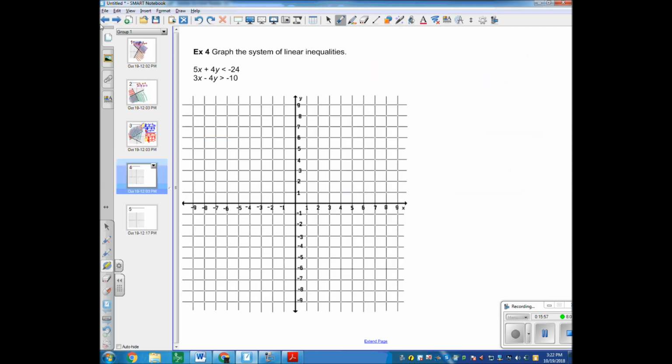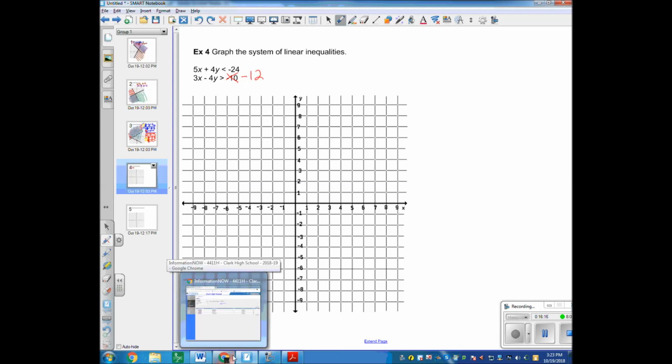What I would like you to do is pause the video and work it out. But before you pause the video, I am very sorry about this. I wish I would have caught this beforehand, but I didn't. We need to make a quick correction. Make -10, -12. Please now pause the video and have a go with it.